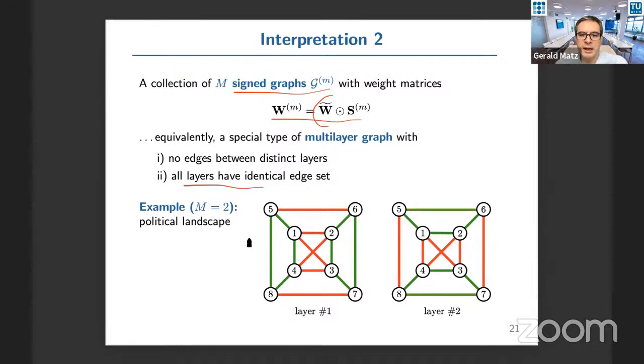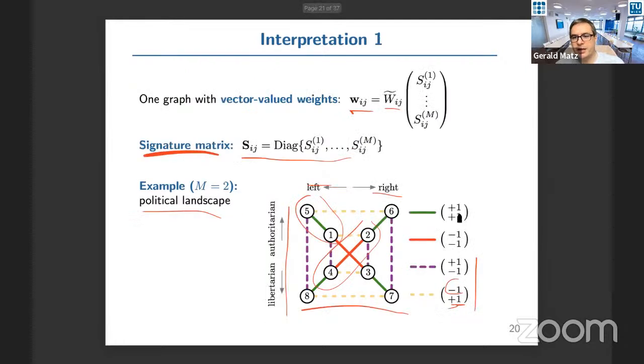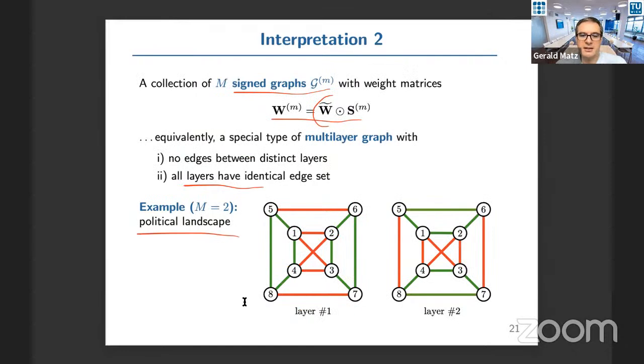Okay. Here we'll see that perspective for the example that I gave before, right? So if you split the first dimension and the second dimension here from the weight vectors, then what you get is here, this as the graph for the first layer, and this is the graph for the second layer. So this is basically the left-right dichotomy. This here is the libertarian-authoritarian dichotomy in the second dimension. And here you have just edges with +1 and -1 weights, but you have got two of those.